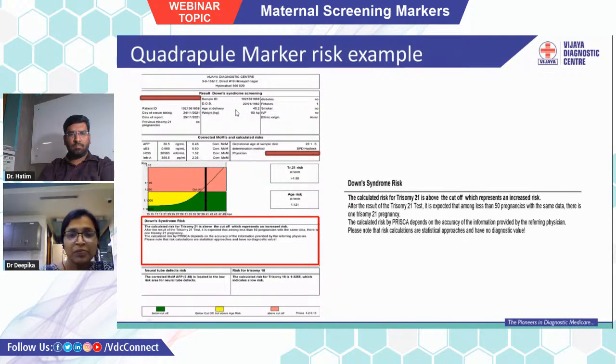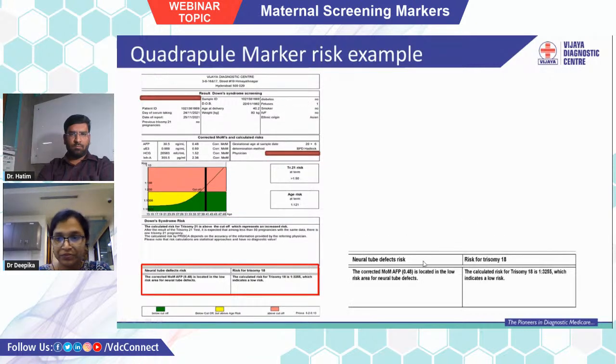After calculation, the risk for trisomy 21 is above the cutoff, which indicates an increased risk, and the affected is 1 in 50. That is, among 50 pregnancies, there is one trisomy 21 pregnancy. And the neural tube defect risk is low. And trisomy 18 is 1 in 3,255, which indicates a low risk.